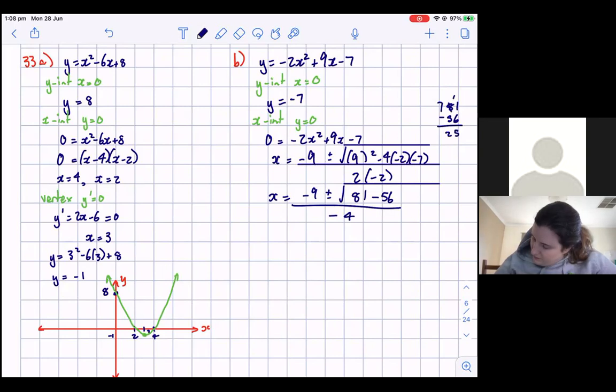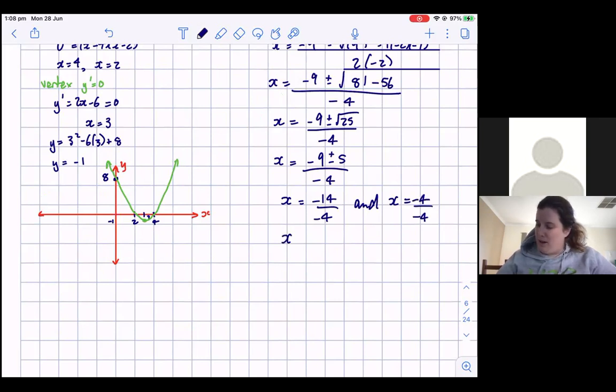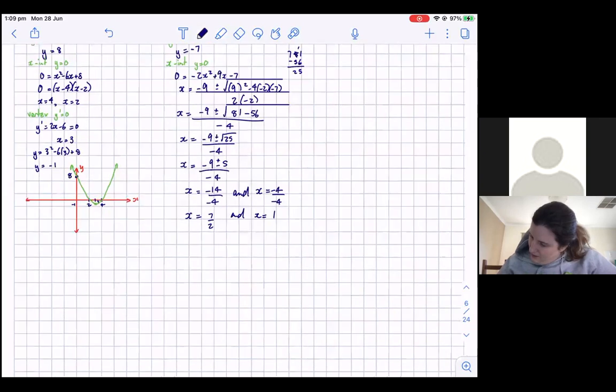25. Oh, this is nice. We've got minus 9 plus minus the square root of 25 over minus 4. So we've got minus 9 plus minus 5 over minus 4. So minus 9 take 5 is negative 14 over minus 4, and x equals minus 9 plus 5, positive 4, negative 4 over negative 4. So x is going to be 7 on 2 and 1. Okay, next step is the vertex.